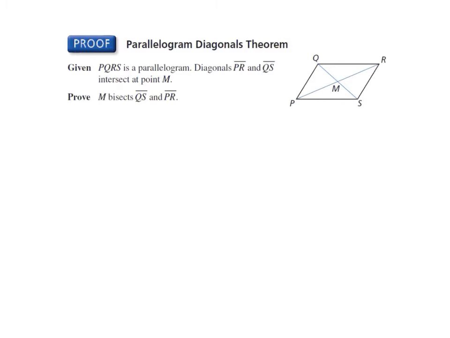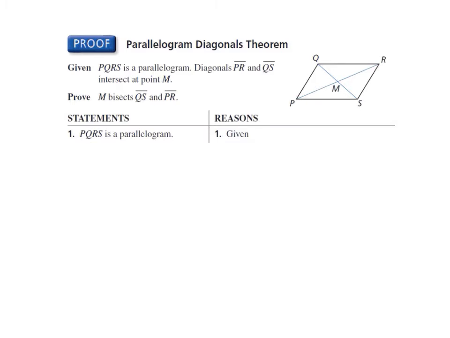All right, we're given, let's do a proof here. Given PQRS is a parallelogram. Diagonals PR and QS intersect at point M. We want to prove that M bisects QS and PR. So we'll do a two-column proof, so let's get that started by setting up the two columns, statements on the left, reasons on the right. And your first statement's always what you're given. So write that out. PQRS is a parallelogram, reason, given.